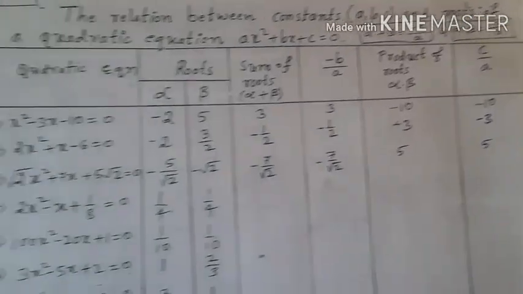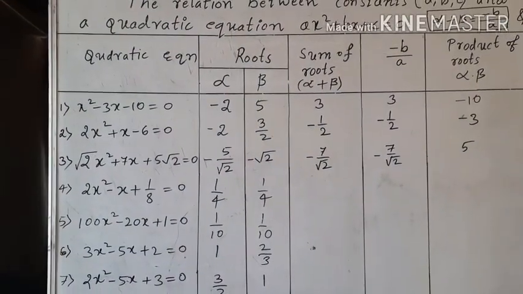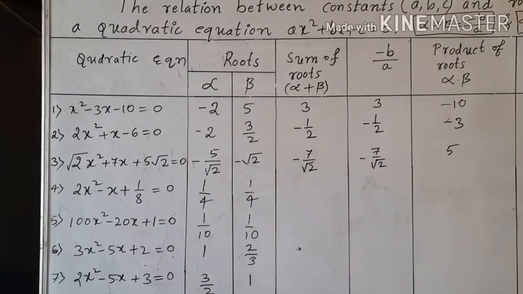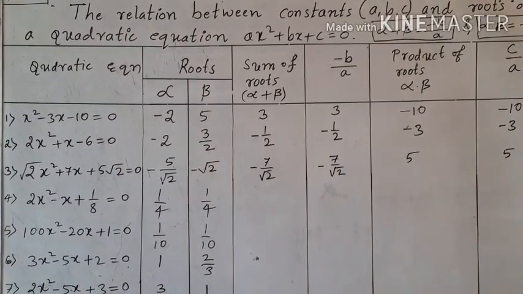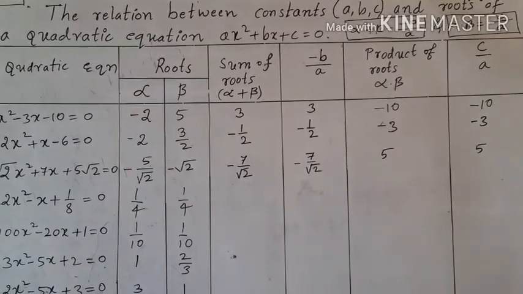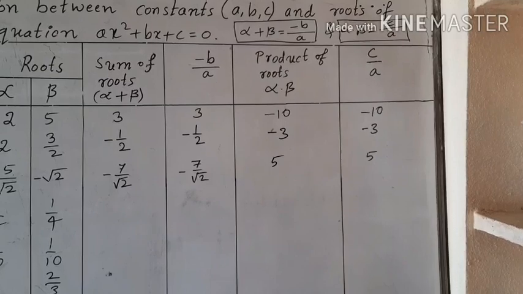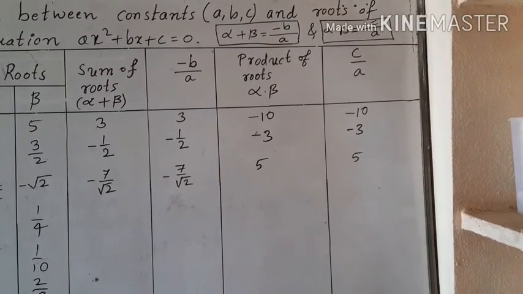So, okay. And thirdly, root 2 x square plus 7x plus 5 root 2 is equal to 0. The given roots are minus 5 root 2 and minus root 2. And the sum of the roots is minus 7 by root 2. And minus b by a is also minus 7 by root 2. And the product of the roots is 5. And c by a is also 5.